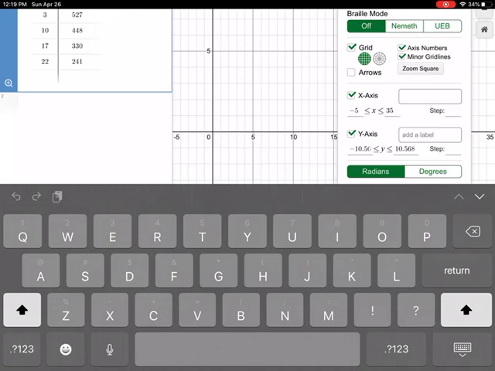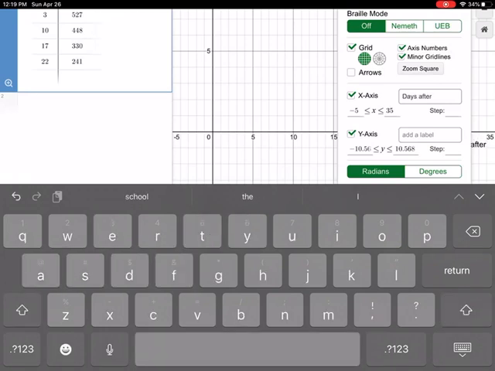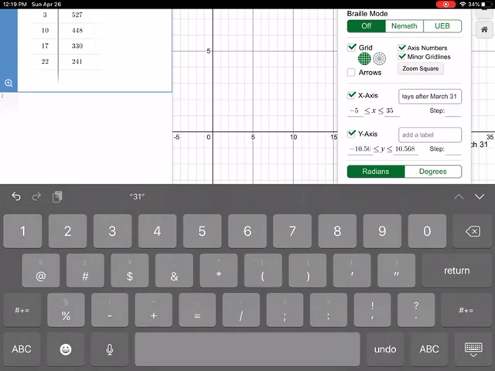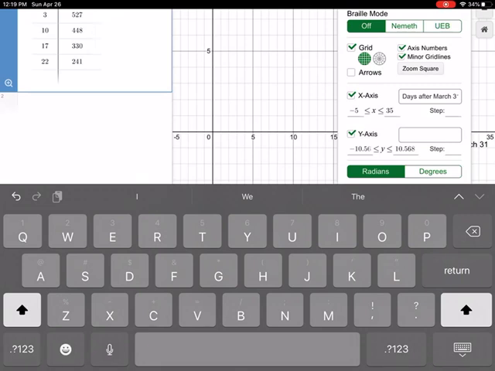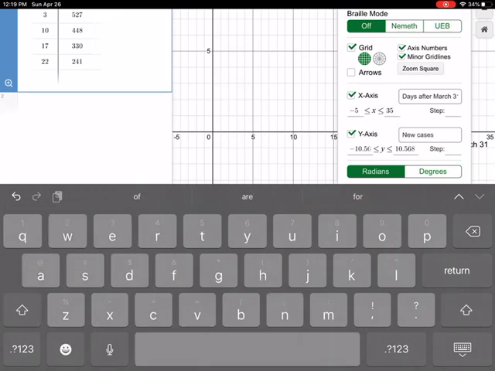And let's put a label on the x-axis. So what does x represent? Days after March 31. And then the y-axis will be new cases of COVID in Washington.